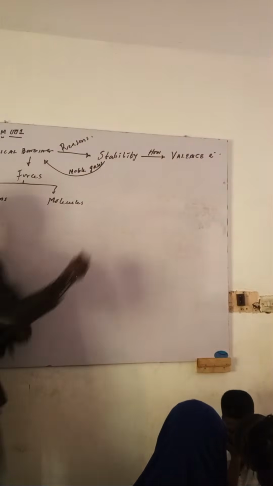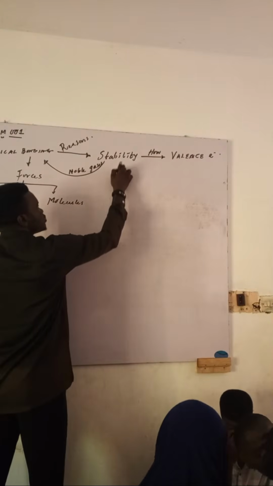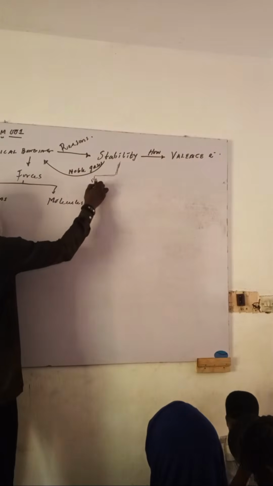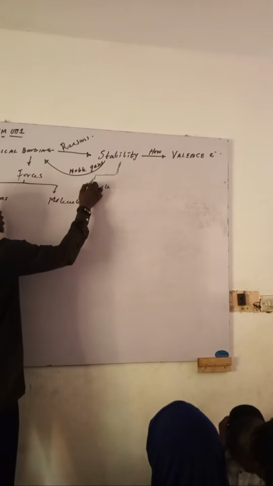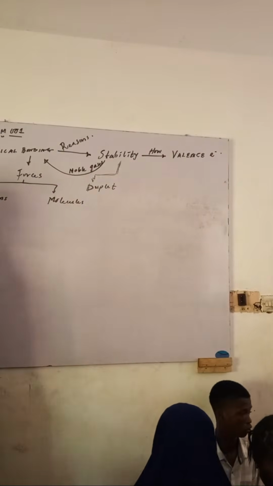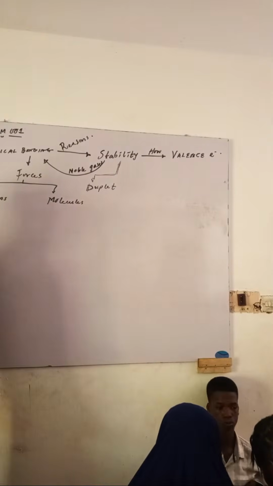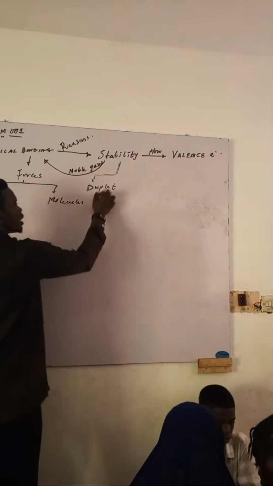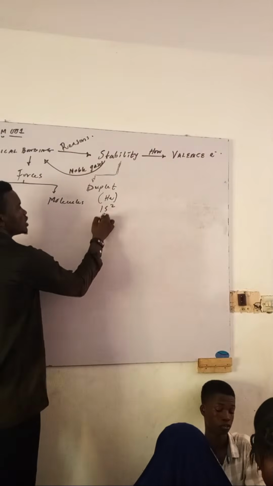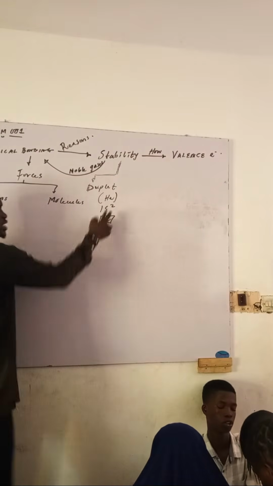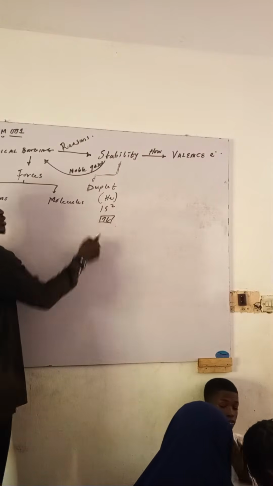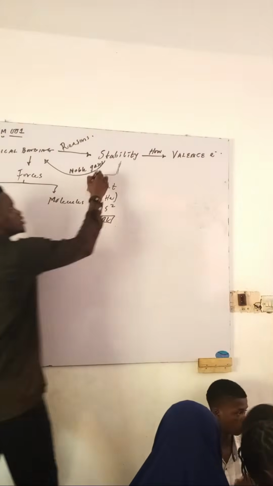Now, an element is said to be stable if it has two types of configuration. The first one is called a duplet configuration. When an element has a duplet configuration, it is stable. Duplet means it has just two electrons, and the example is helium. Helium is stable because it only has 1s2, there is no 2s, no 2p. So this one is stable.